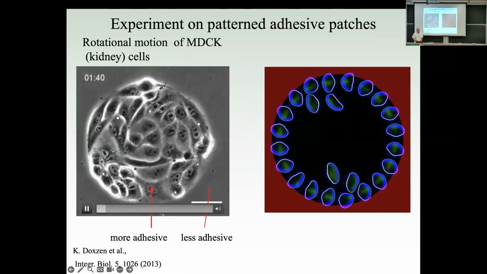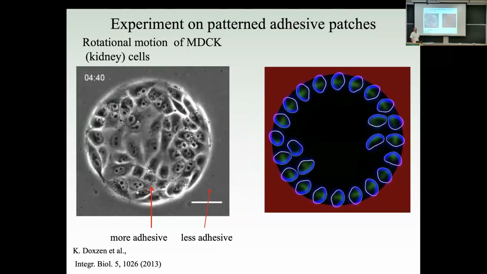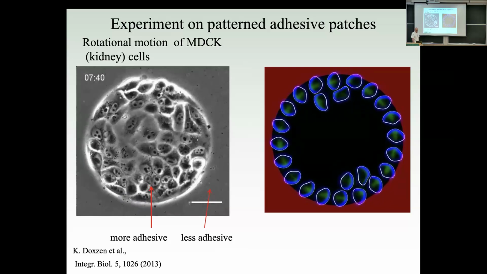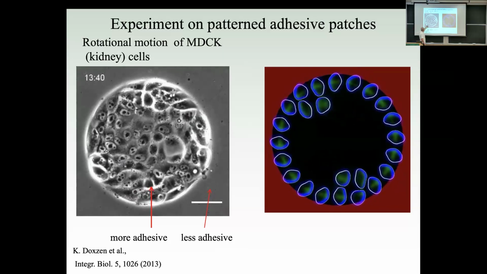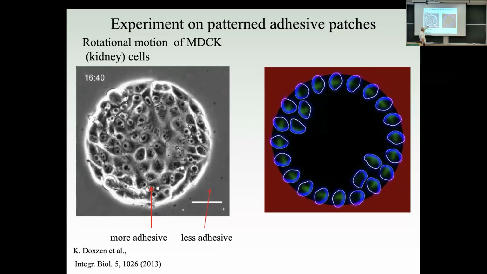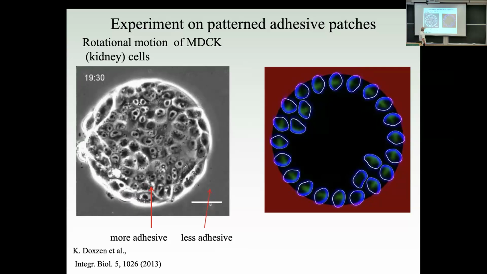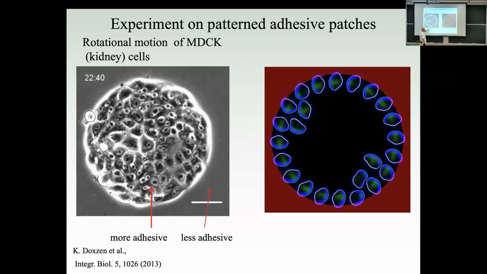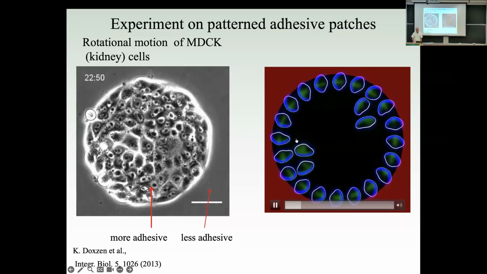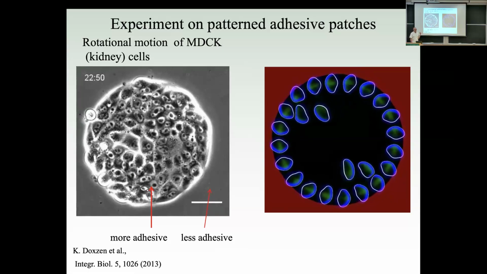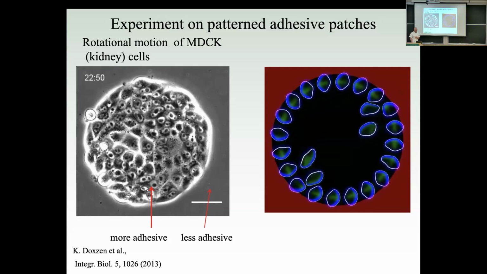This is one of the experiments with kidney cells. Kidney-type canine cells were inoculated in a small adhesive patch, and around this patch everything is not adhesive. So cells don't want to cross the boundary, and they start to rotate collectively. I will talk more about this. Apparently, it looks like solid body rotation. At the time when we studied it, we didn't have solid body rotation, but our cells, due to interactions, also developed this collective rotation.